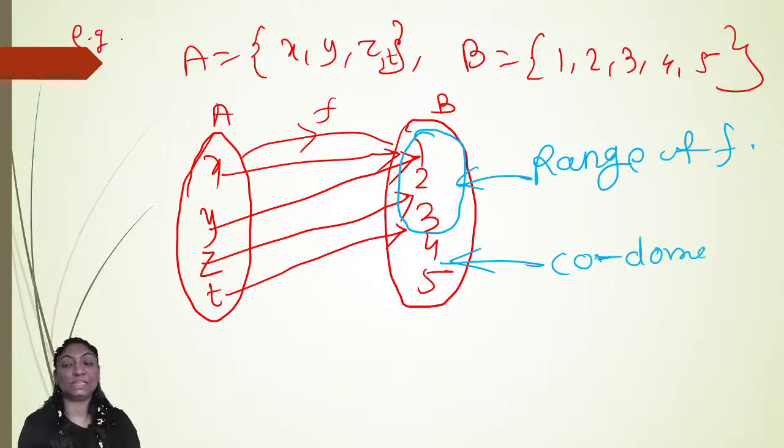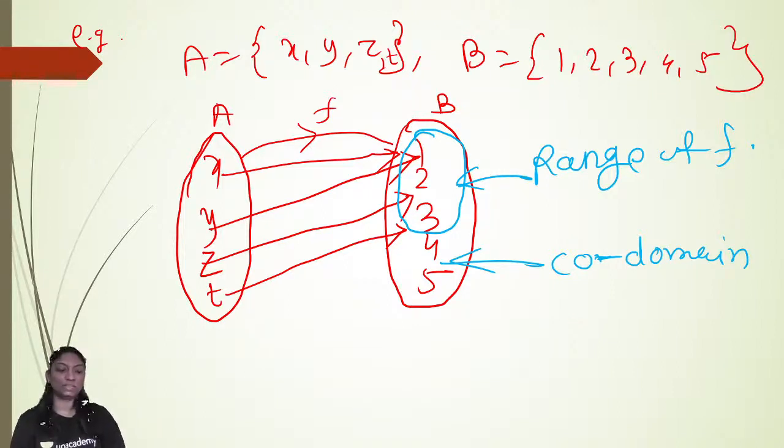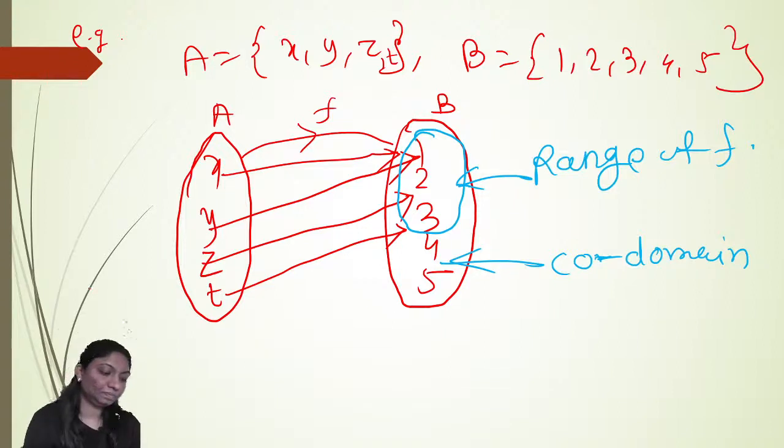So there is a difference between range and codomain. Many people say that range of f and codomain are the same. It is not always so. Okay. This is the example where codomain and range are different. Now we'll see the next one.